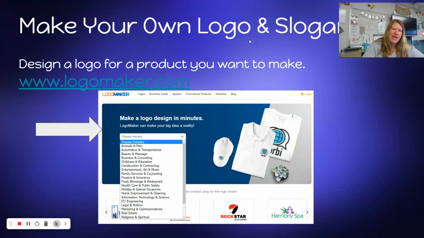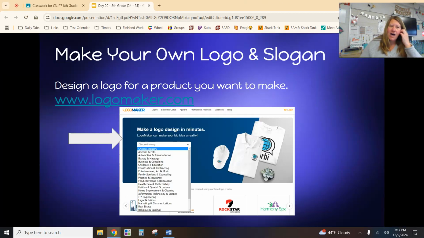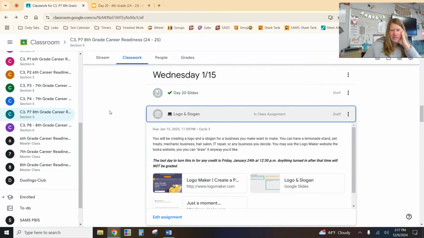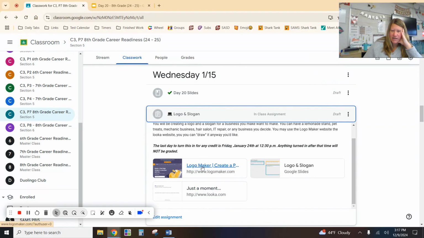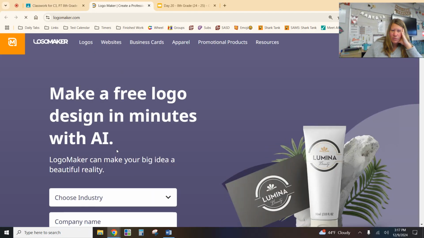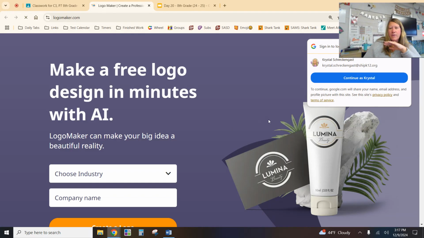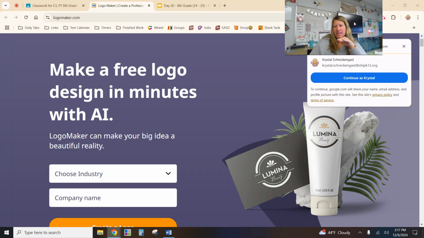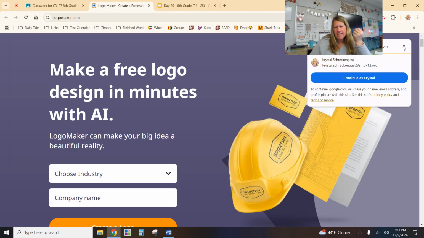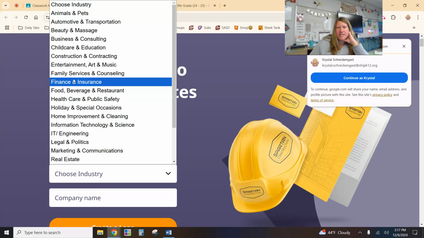All right, so you're gonna make your own logo and slogan. There's two different websites that I've put on your assignment for today. You can use this logo maker and you would choose your industry. You do not want to create an account. There's no reason to create an account. When you get your logo, you're just gonna screenshot it.